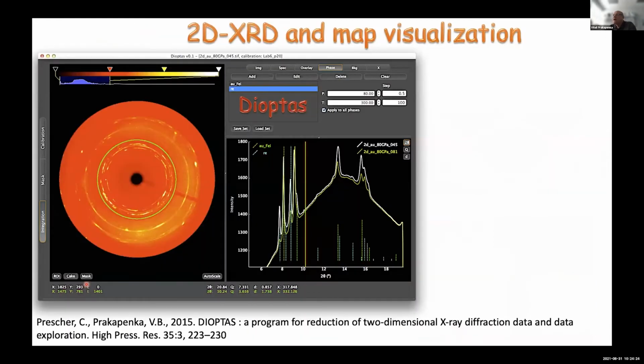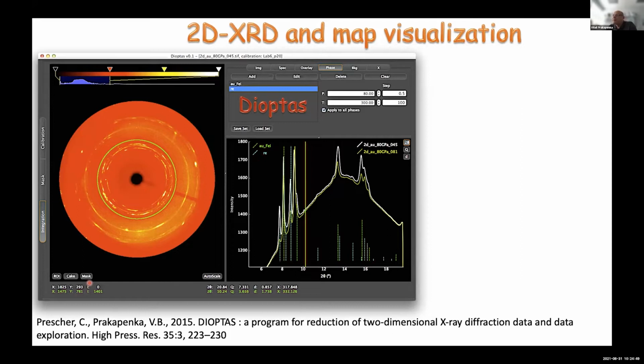Another thing that was recognized worldwide is the development of the software. One of them is DIOPTAS, that was written by Clemens Prescher when he was a postdoc at GSECARS. And now it has almost replaced Fit2D everywhere and is used not only at synchrotrons, but at the lab and with X-ray sources.